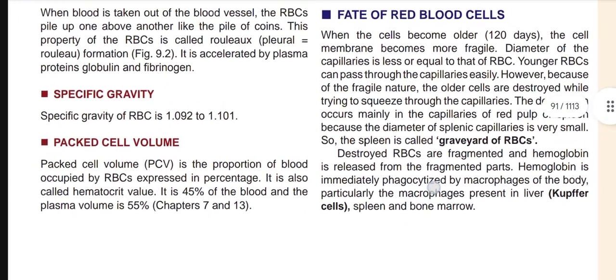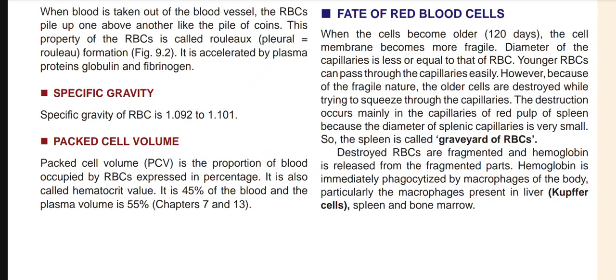Now specific gravity, it is 1.092 to 1.101, and packed cell volume. Packed cell volume, what is this? It is the proportion or percentage of blood occupied by RBC. So in percentage form we can calculate the percentage in which RBC is present.